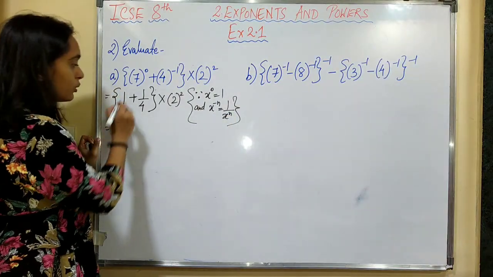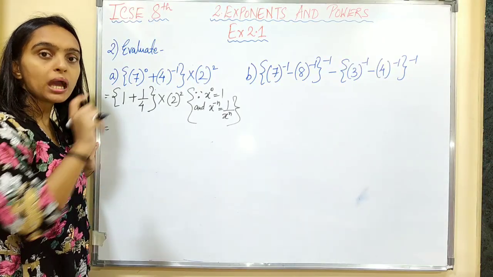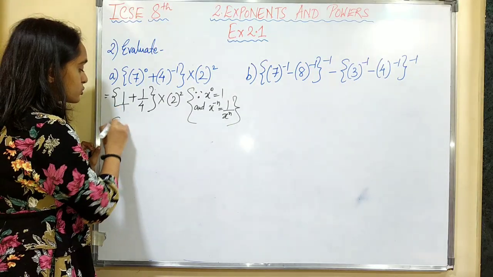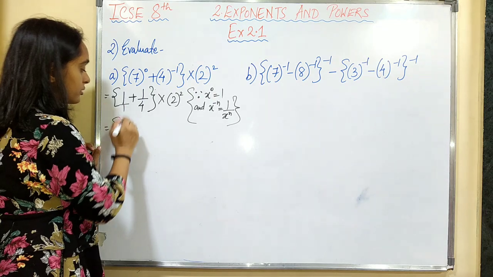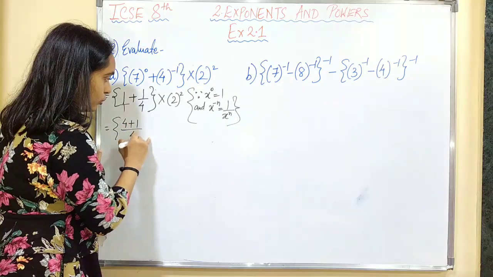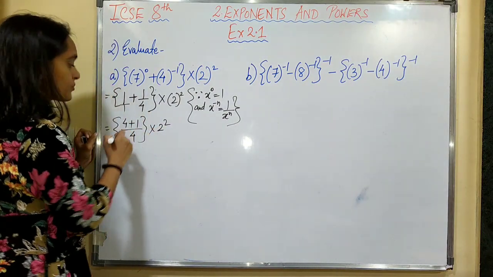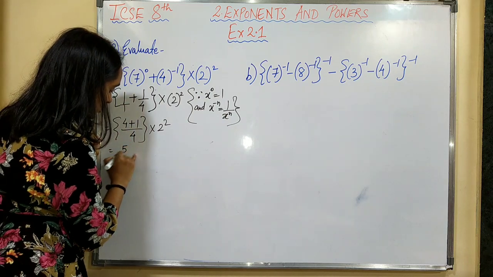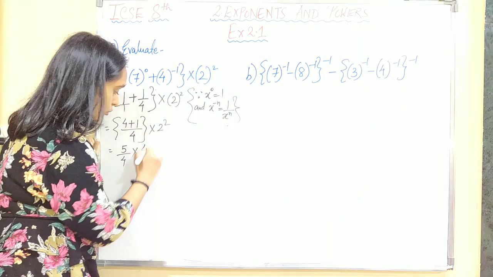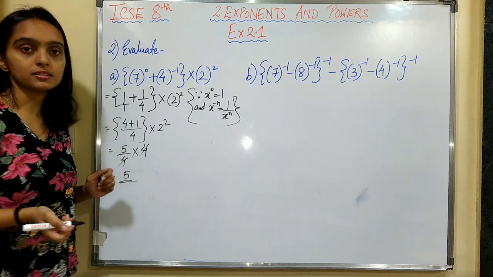Okay. Now here we have rational numbers. So for adding rational numbers you have to equate the denominators first. So here 1 means 1 upon 1. So you will get 4 plus 1 upon 4 multiplied by 2 square. Now this will become 5 upon 4 multiplied by 2 square, which is 4. So 4 and 4 cancel, and 5 is your answer.